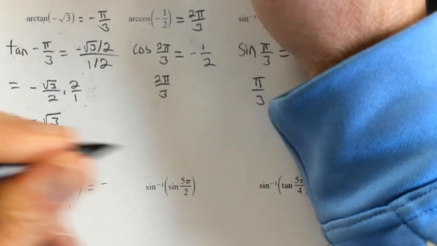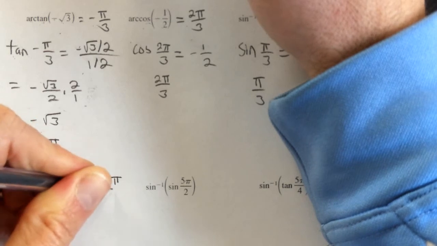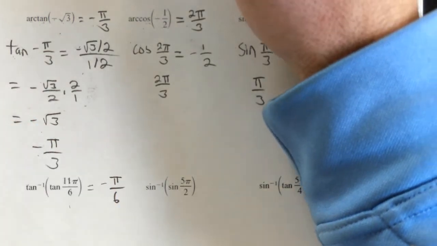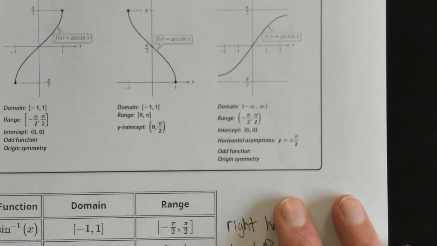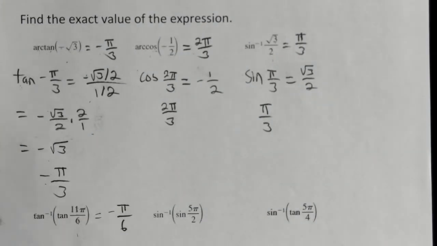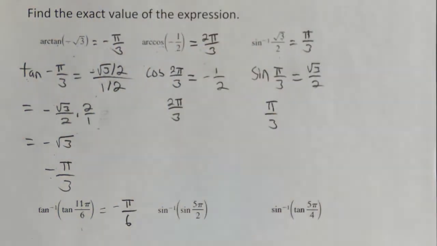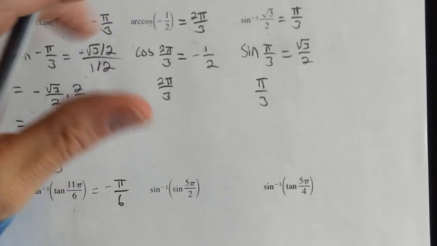Negative pi over 6 is within the accepted range, right? And it's the angle that matches 11 pi over 6. So with these types of problems, if you've got an angle that's outside of the range, then what you'll have to do is say, okay, what angle does it match that is within my range? Okay. All right, let's see what we got here.